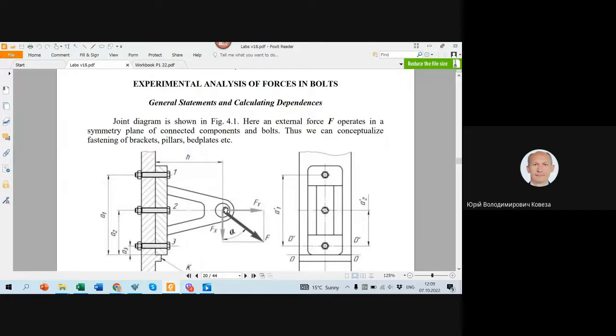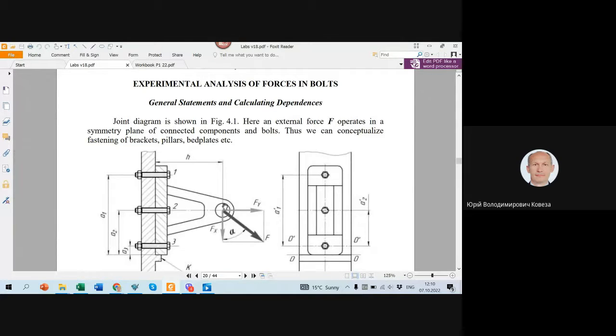It may be because this load is not dangerous for fatigue endurance. So to know what forces we apply to our bolt joint, we should consider a calculating scheme like this.